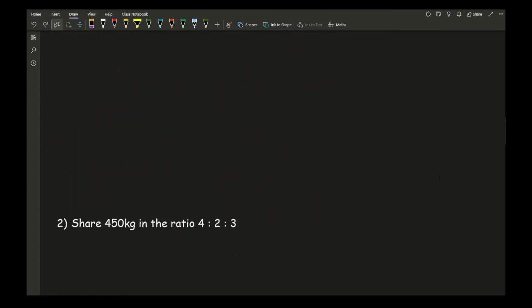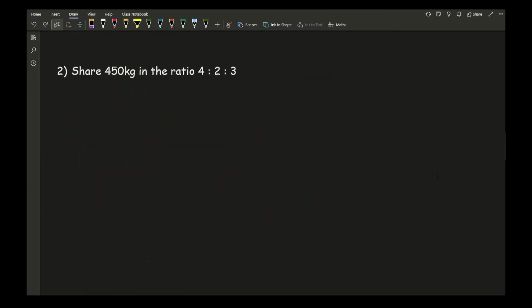So moving on to another example. Here we've got to share 450 kilograms in the ratio of 4 to 2 to 3. So again, I've got my amount, which is 450, and I've got my numbers in the ratio. The first thing I want to do is add the numbers up. So I've got 4 plus 2 plus 3, which is 9. I'm then going to divide the amount, so 450 divided by 9, which equals 50 kgs.